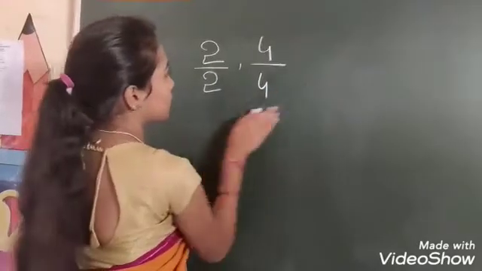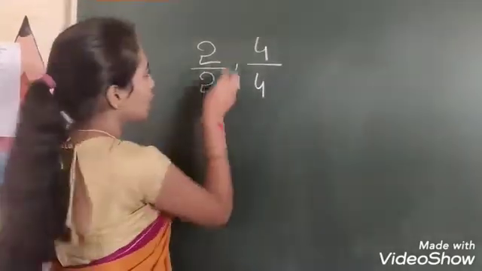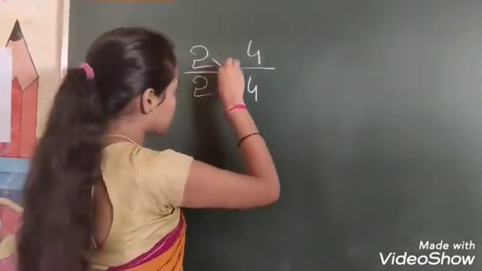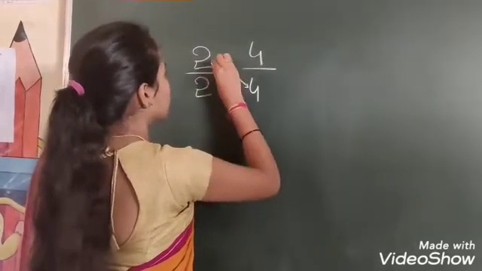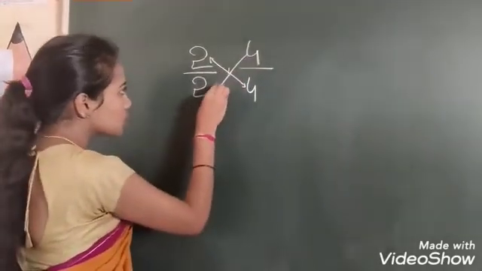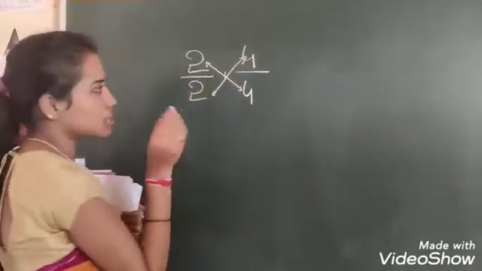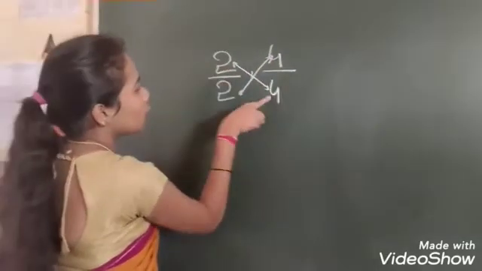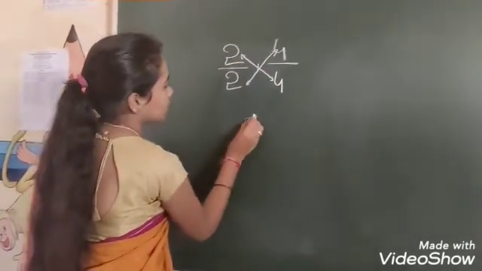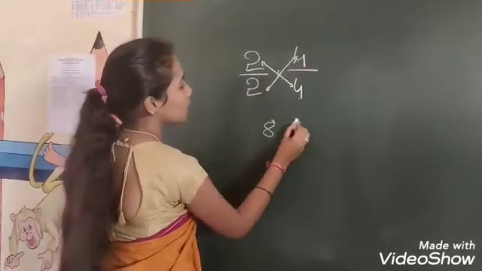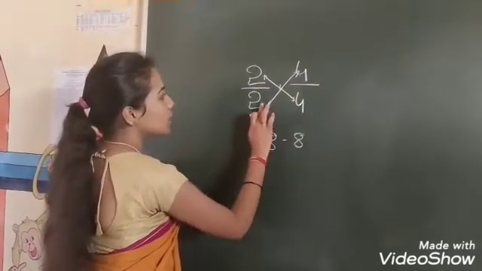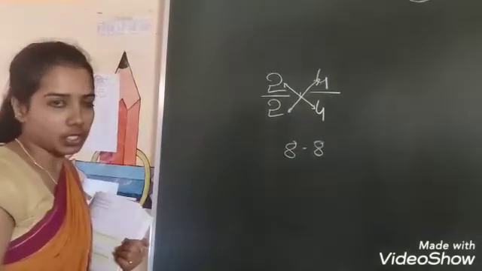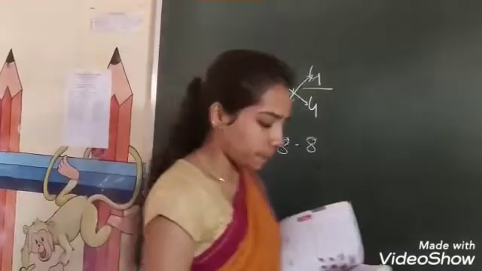This is the equivalent fraction of what? How to check? Cross multiply. This to this you have to multiply. This to this you have to multiply first. See, 2 4s are 8. Yes, 2 4s are 8. This is the equivalent fraction. Yes, no? See.